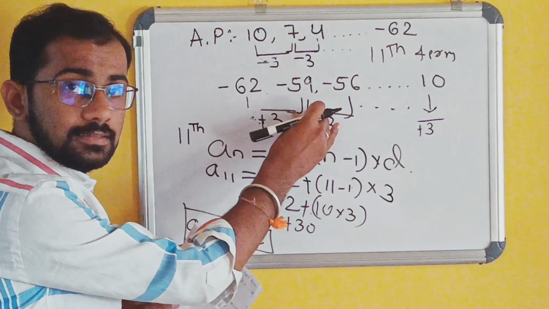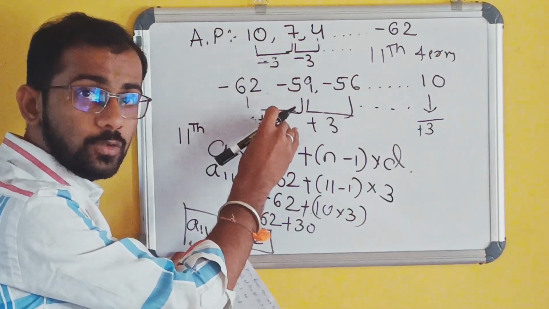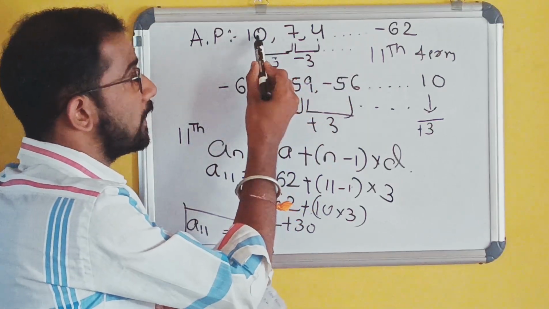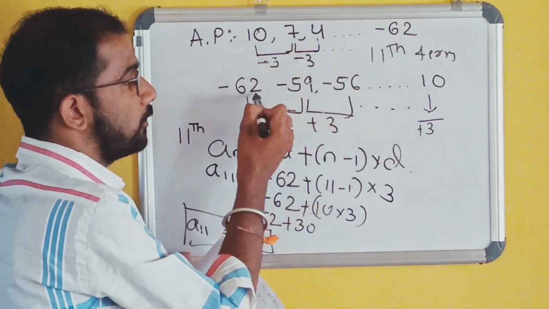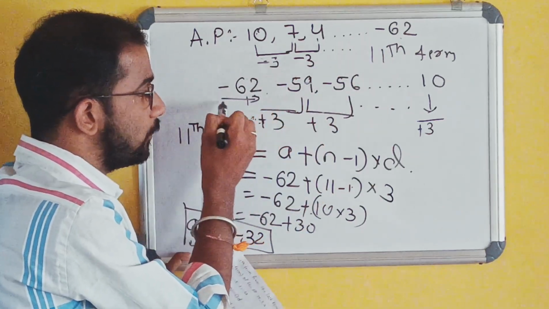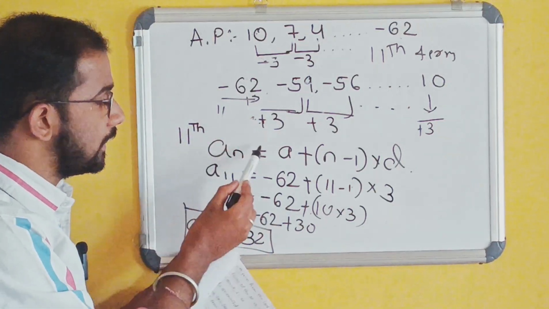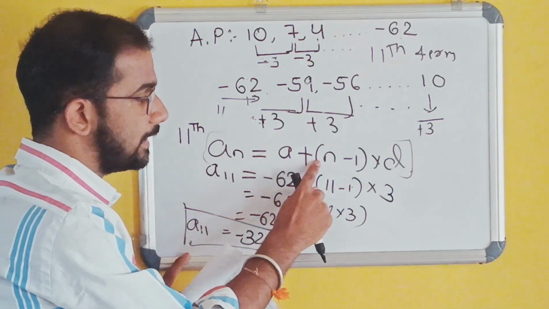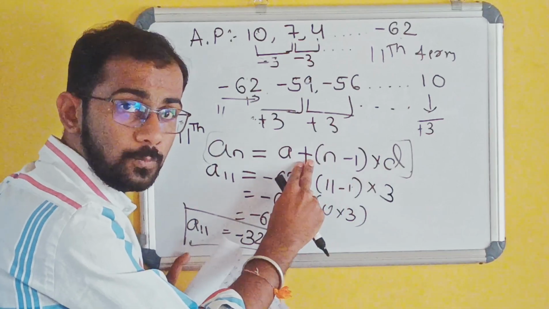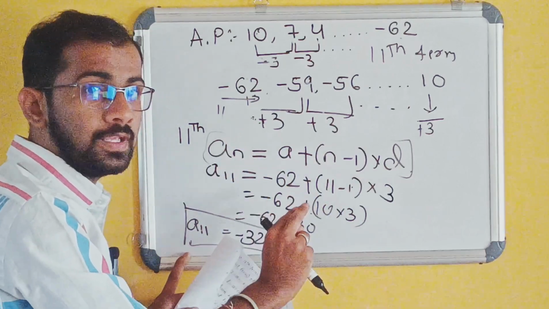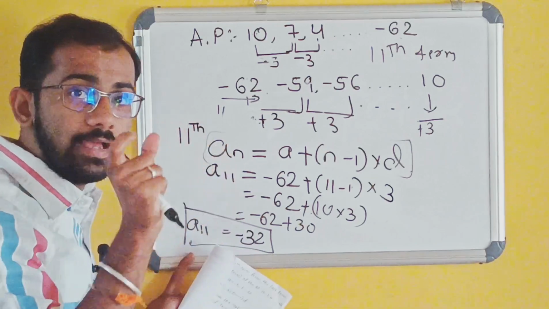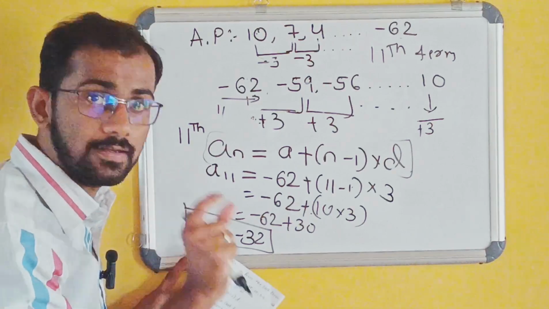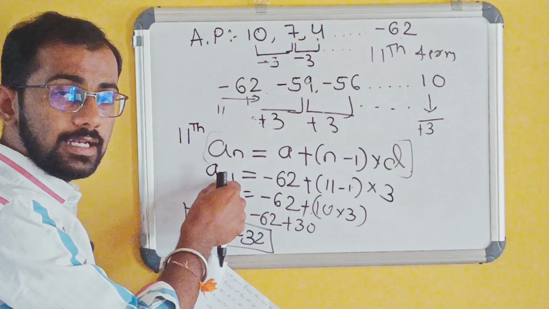Now from this sequence, we need to calculate the 11th term. See these two sequences. That's why from the beginning we need to calculate the 11th term. We use the formula an equals a plus n minus 1 into d, which is the formula to find the nth term. Here the position of the term we need is 11, so I wrote n as 11.